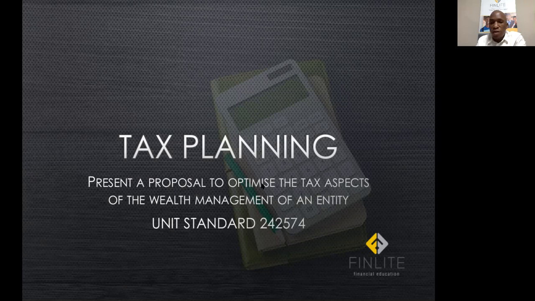So the unit standard covers proposals to optimize the tax aspect of the wealth management of an entity. An entity, like we said before, could be an individual or a company. So we are looking at unit standard 242574. Just make sure that you have the correct material so that you can take notes and keep pace for yourself. All right, let's go right ahead.